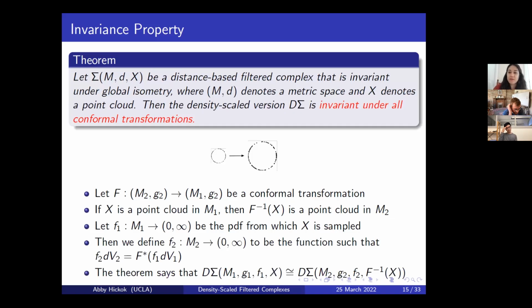Sorry, quick question. Maybe this is obvious, but with these conformal transformations, is it clear that they're always injective? They're diffeomorphisms. Okay, yeah, okay, got it, yeah, all right, thank you. Okay, yeah.